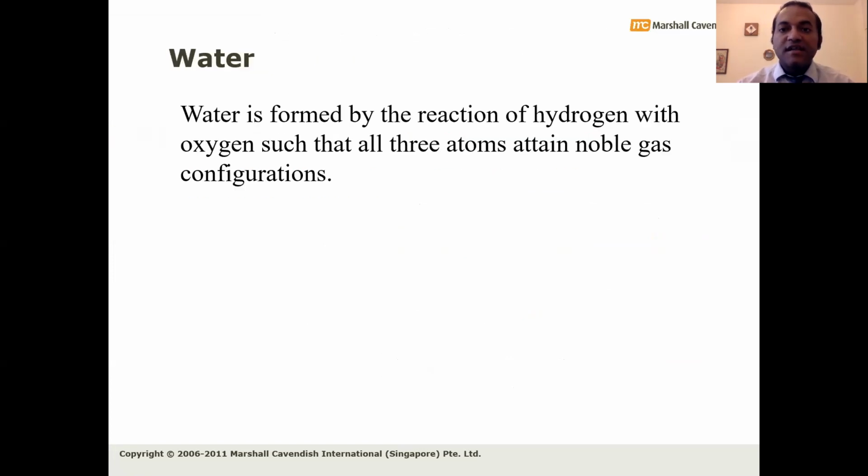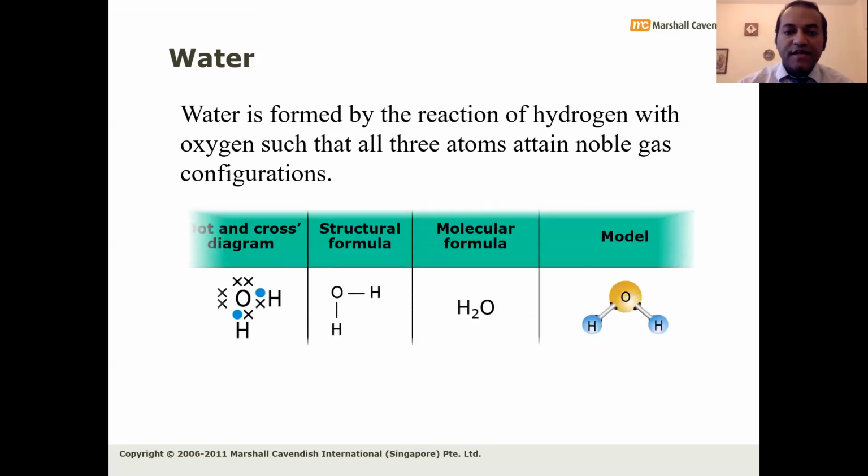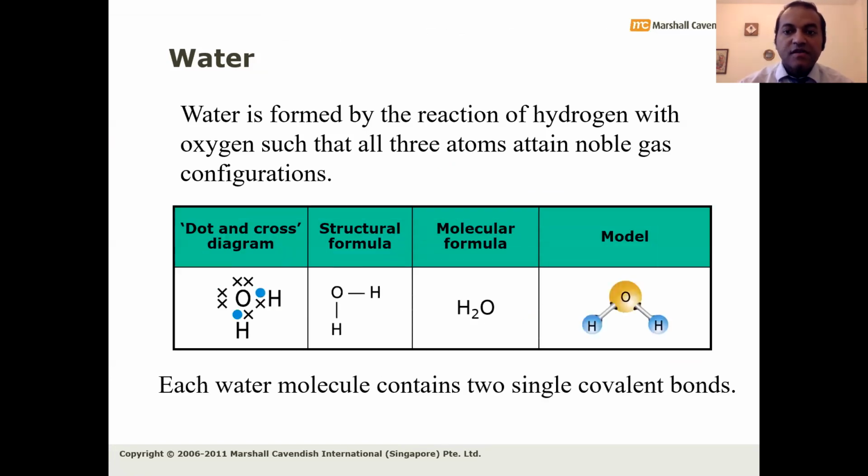So water is formed by the reaction of hydrogen with oxygen, in which all 3 atoms attain noble gas configuration. Okay, you can see each water molecule contains 2 single covalent bonds, one here, one here. So this oxygen atom has 6: 1, 2, 3, 4, 5, 6. It's not stable, it needs 2 more. So each hydrogen shares 1. So that's why it becomes H2O.